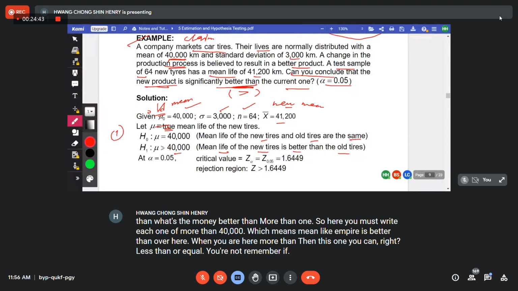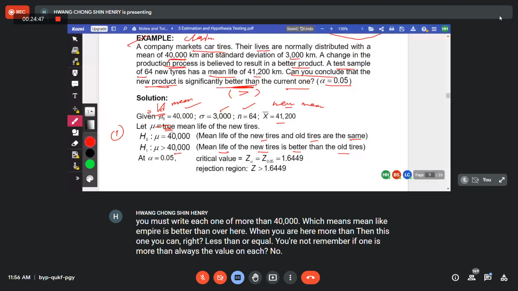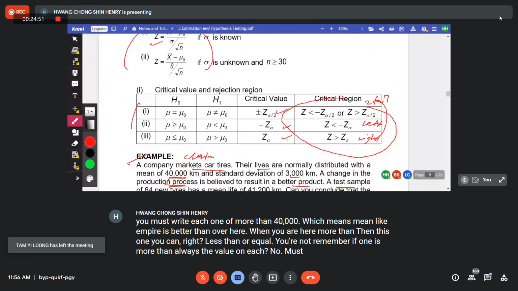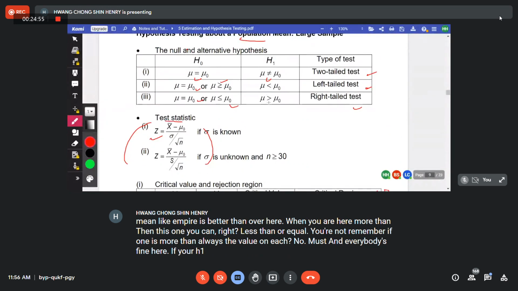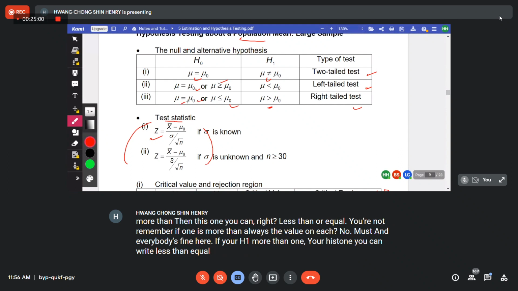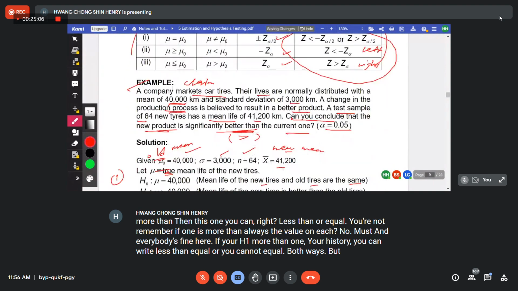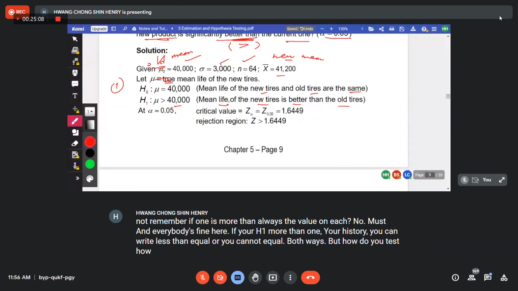When you write here more than, then for H0 you can write less than or equal. Remember, if your H1 is more than, always for H0 you must write less or equal, or you can write equal also. Remember this sign here. If your H1 is more than, your H0 you can write less than or equal, or you can write equal. Both ways you can write. But how do you know it's 2 tail or 1 tail?